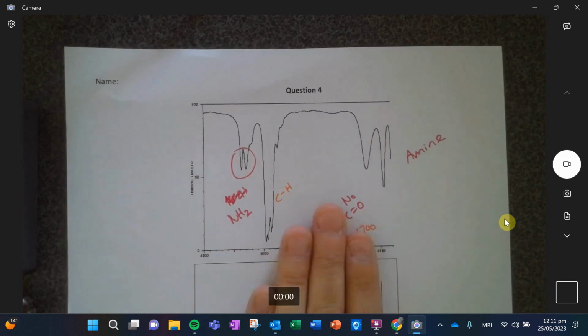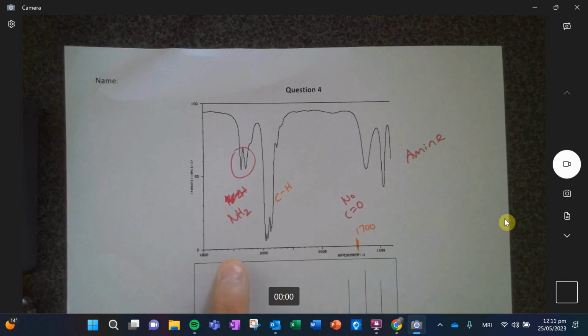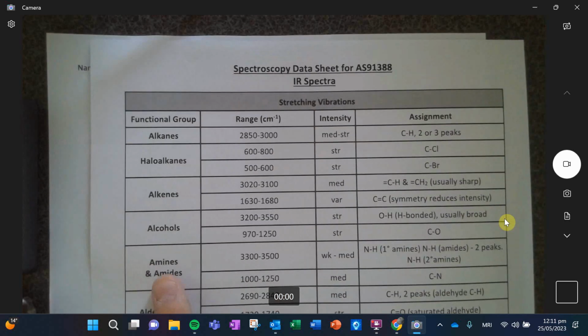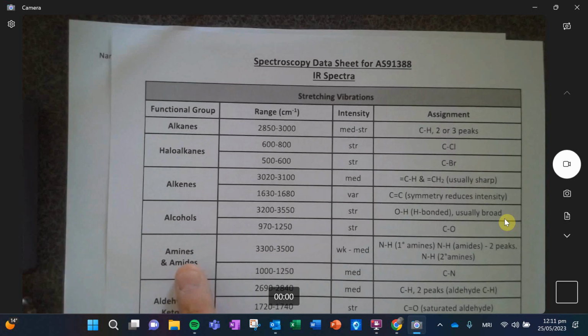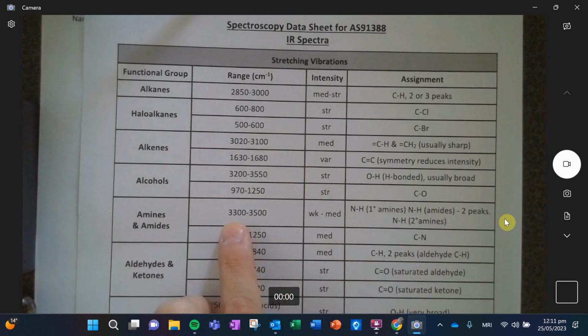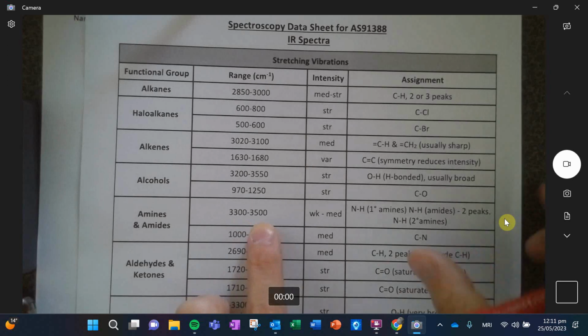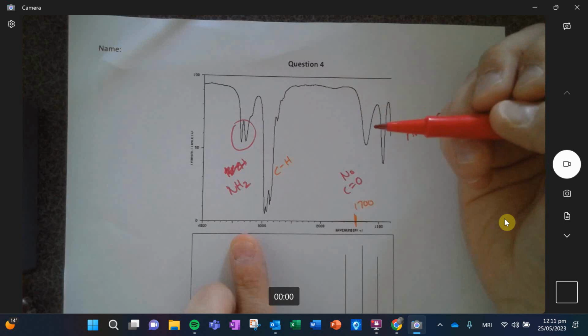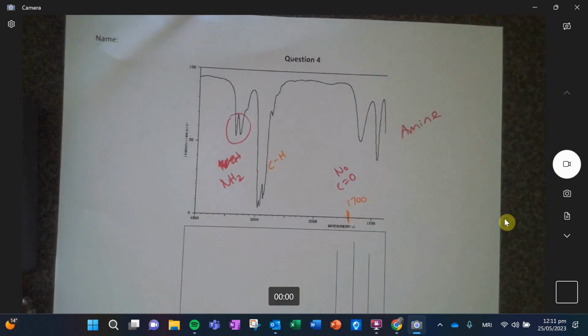All right, so I've figured out from that information there, that is an amine. If I want to look at my reference sheet, I can look for my amines, and I would see that with the NH, it's between 3,300 and 3,500. So I'm just looking to see, is that roughly in that same zone? And it is. So it's just a way to double check yourself.